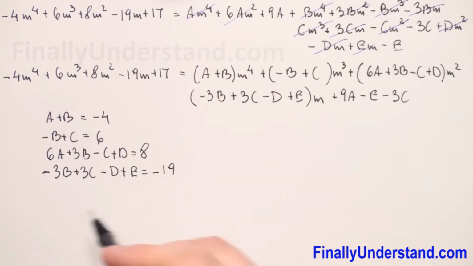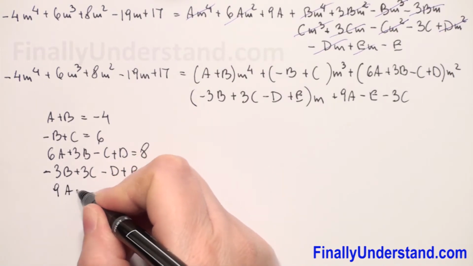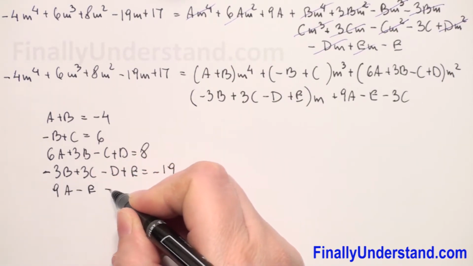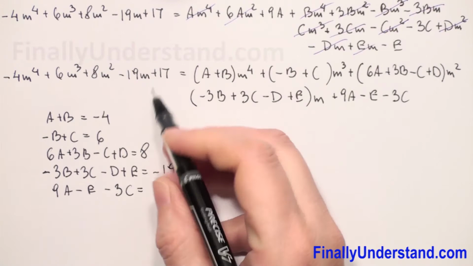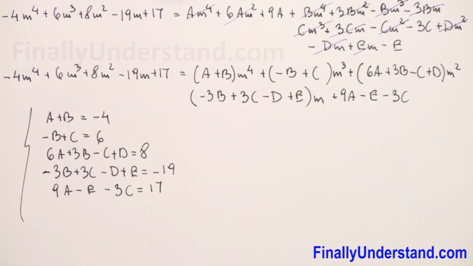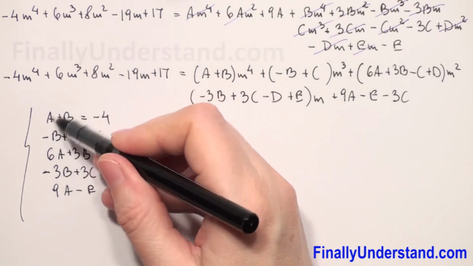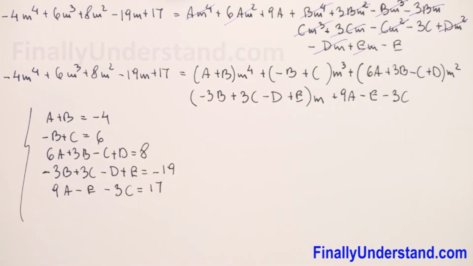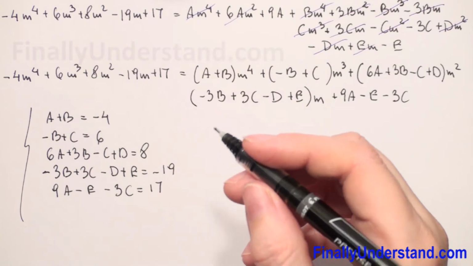And the constant is 9a minus e minus 3c is equal to 17. We have 5 unknowns, 5 equations. So now we have to solve this. If we add these two first equations, what we will have, let me copy this.